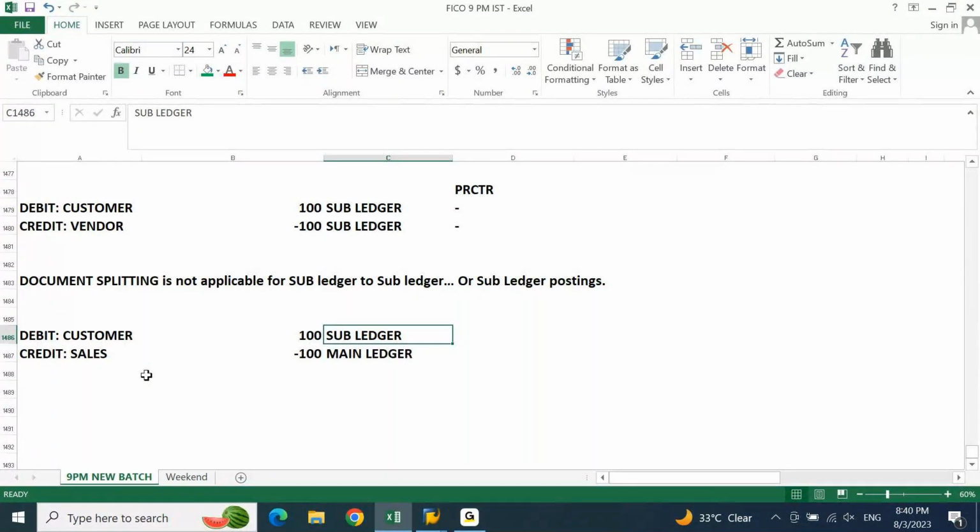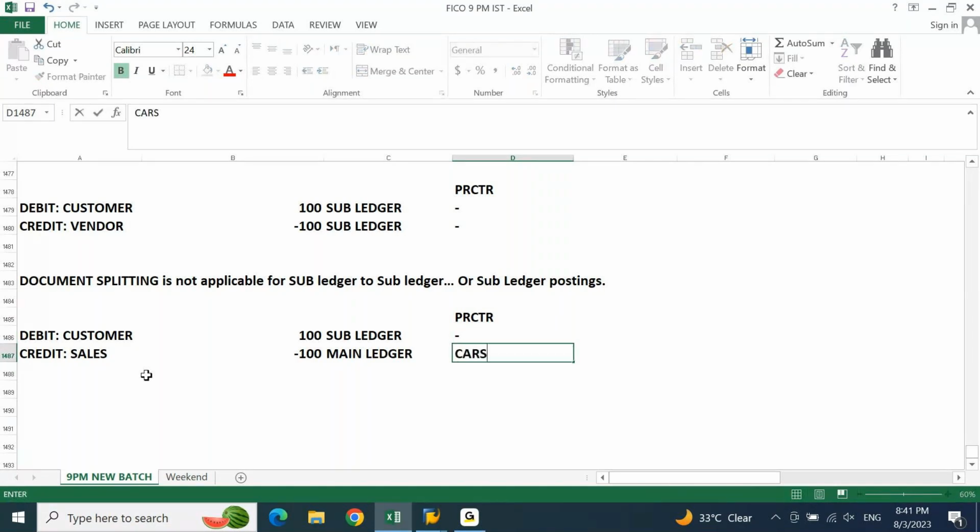Yes, sir. Yes, you are right. Customer is a subledger, sales is a main ledger. Now if I put profit center here, for subledger, as I said, I cannot put profit center. It will be blank. Even if I wanted to put, system will not allow me to input profit center wherever you input customer, vendor. In short, subledger account. For main ledger account, it will allow you to input. Let's say I'll put cars here. I'm selling a car. I am putting profit center car here.